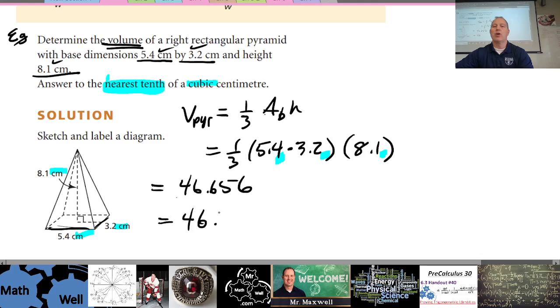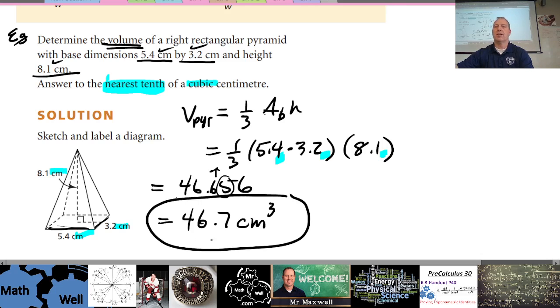So 46 point, what number am I going to put here, guys? 7. I got to go up to 7 because this 5 tells me this one needs to go up. Good. And then the units are? Centimeters cubed. Excellent. Let's circle that answer to indicate that this is your final answer. You're done. And I've shown my work there. I've got a diagram. This is perfect. Okay, 100% right here. That's what you want to aim for.